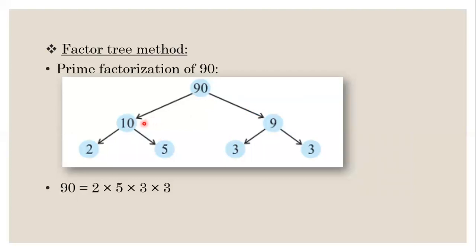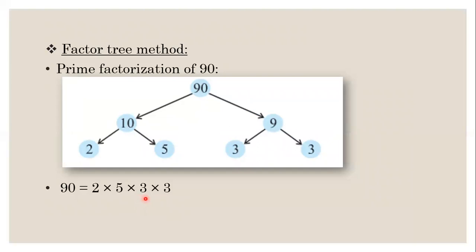Now 10 is a composite number. We will factorize 10 again as 2 into 5. Both 2 and 5 are prime numbers. Same way, 9 also we can split as 3 into 3. Here, all the numbers in the last step we got are prime. 2 is prime, 5 is prime, and 3 is prime. So, 90 can be prime factorized as 2 into 5 into 3 into 3. Here all the factors are prime numbers only. And this is called prime factorization.